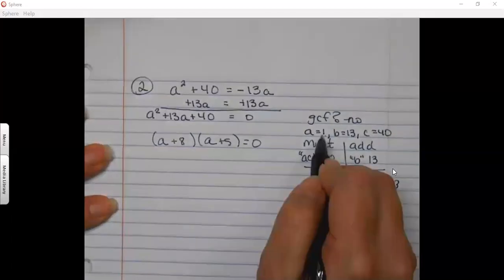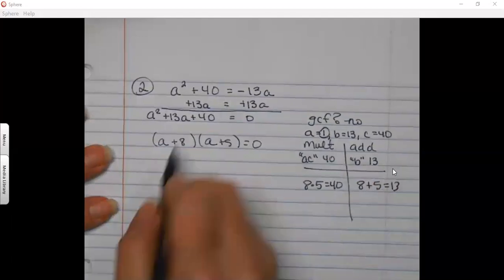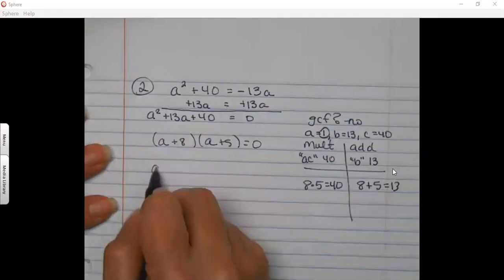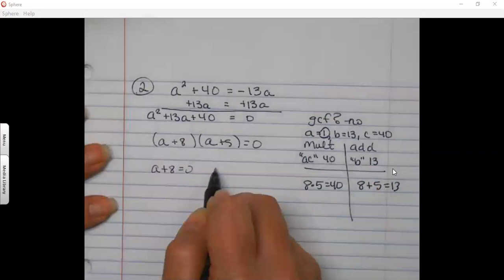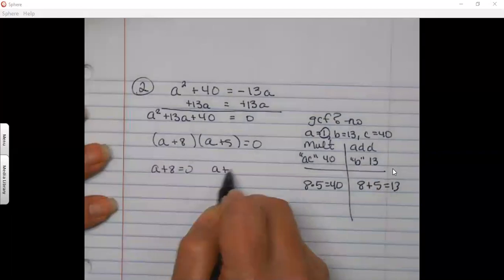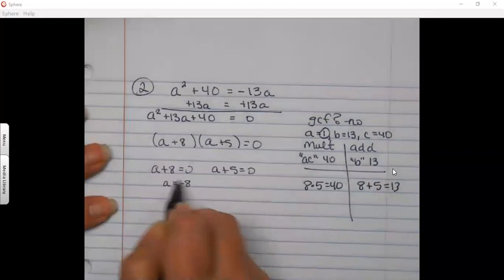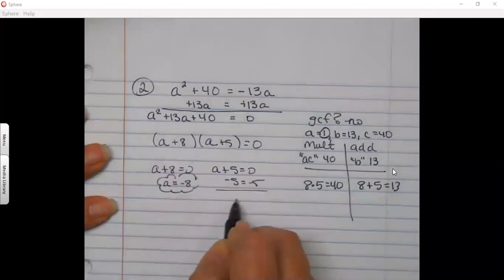So for my factors, I set each factor equal to 0. Here I'll subtract 8 from both sides, so A is negative 8. Here I'll subtract 5, so A is negative 5.